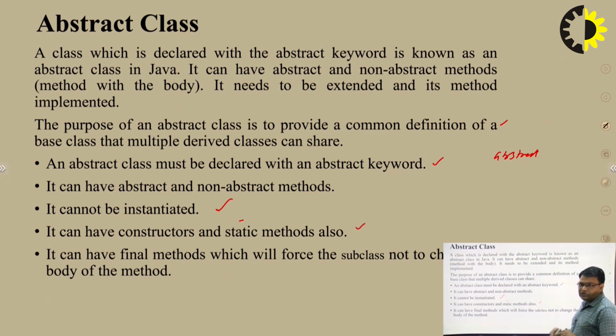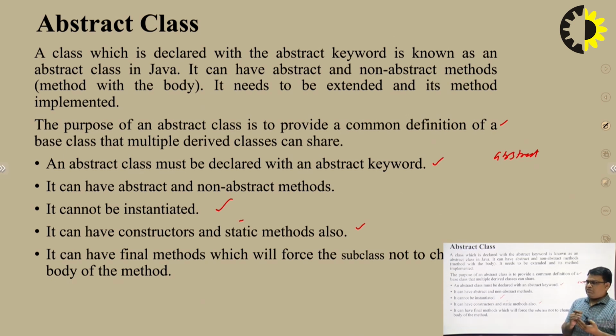Next, more points. An abstract class can have a constructor and static methods. In an abstract class, we can declare a constructor and static methods also. It can also have final methods.